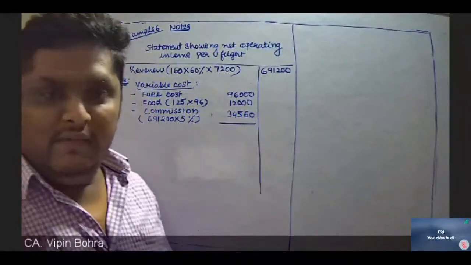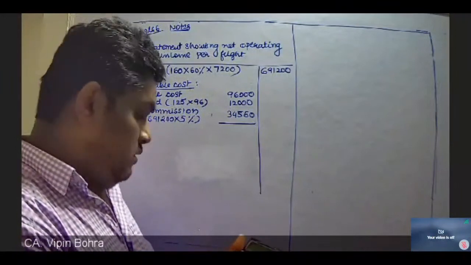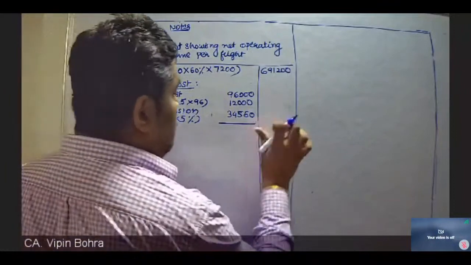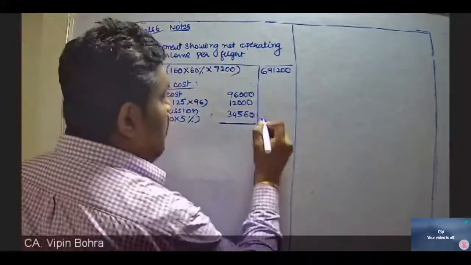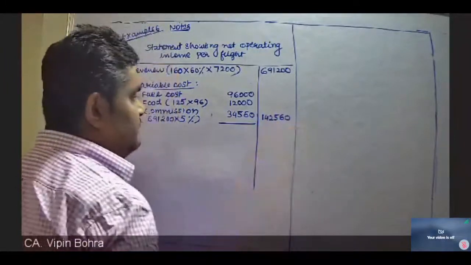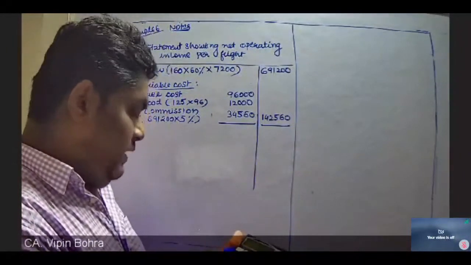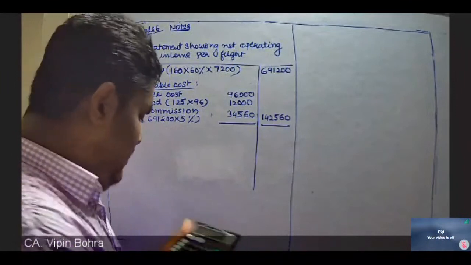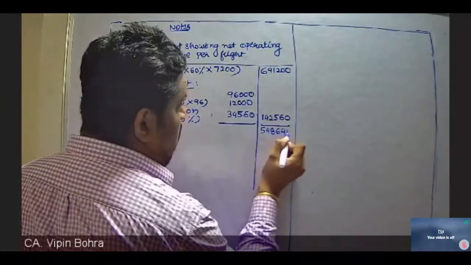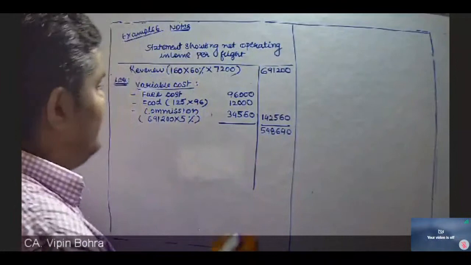So we are done with the variable cost. 96,000 plus 12,000 plus 34,560 is 142,560. So 691,200 minus 142,560 is 5,48,640.